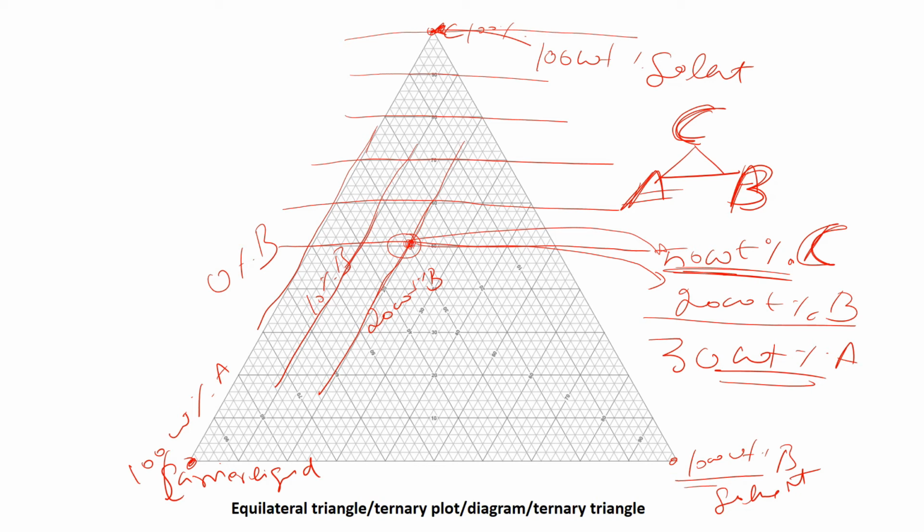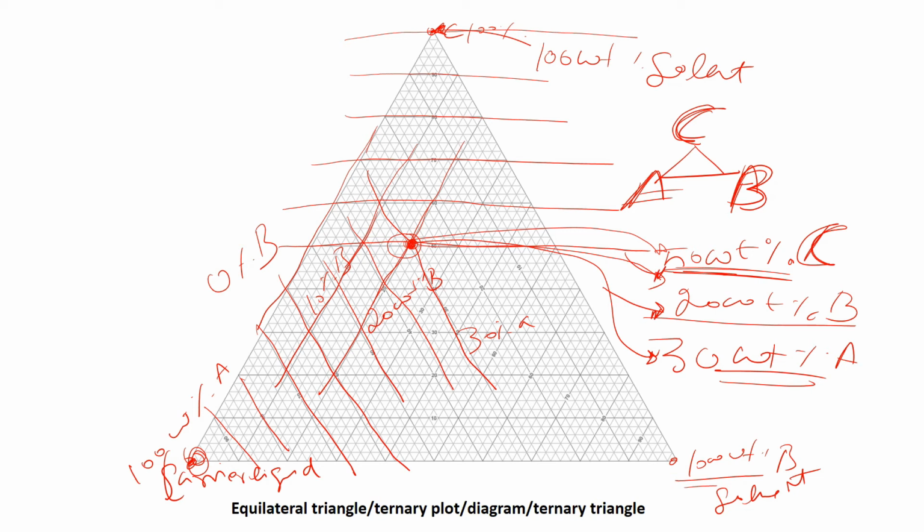So we know what is that. Your 100% A is here. This is 90% A, 80% A, 70% A. Follow the red line. This is 60% A, 50% A, 40% A. So this line is 30% A. So at this particular point, that will be your composition. So 38% A, 28% B, 58% C.